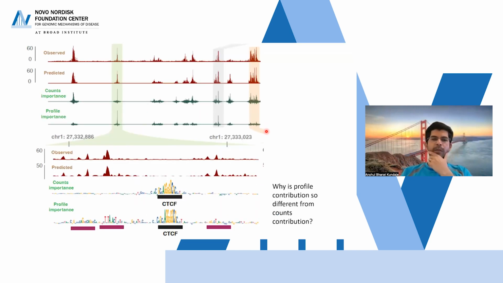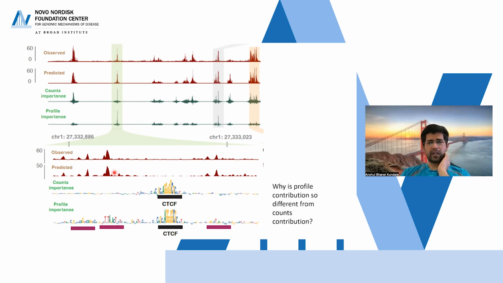Okay, so let's say I take, here's some observed data, here's some predicted data. These are the DeepLIFT scores for the count head and the profile head. Now remember, we have two heads. In the output of the model, there's a count prediction and there's a profile prediction. And we can decompose the count prediction and the profile prediction in terms of contribution scores over the sequence. So when we do that, it sort of at low resolution looks good.